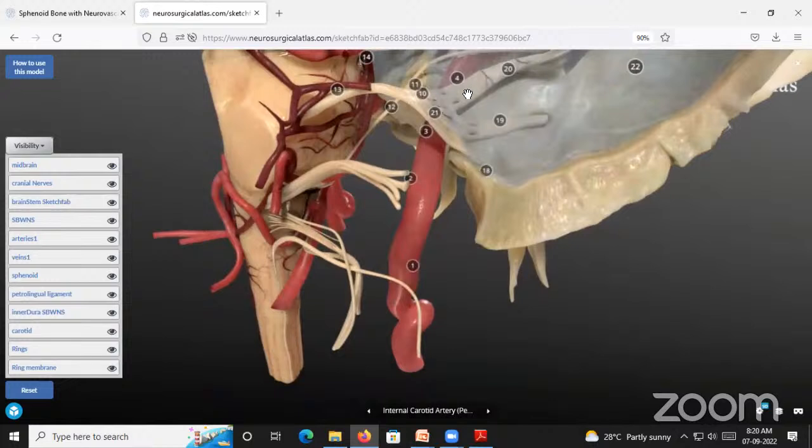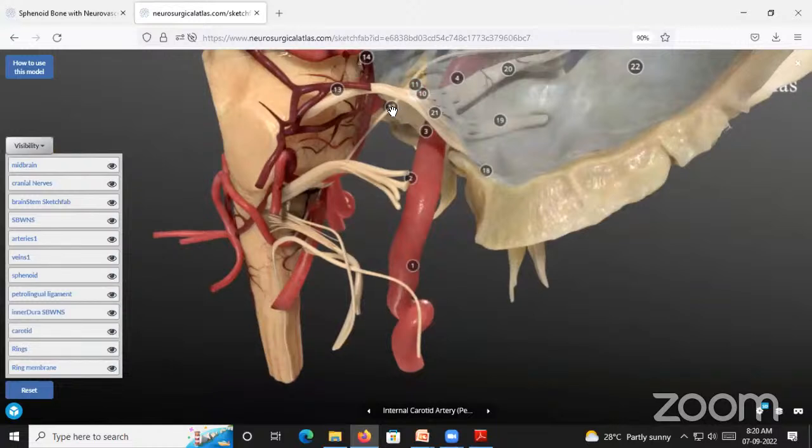This is going to be the trigeminal nerve. As we can appreciate, this is the V1 distribution, V2 going into foramen rotundum, and V3 going into foramen ovale.